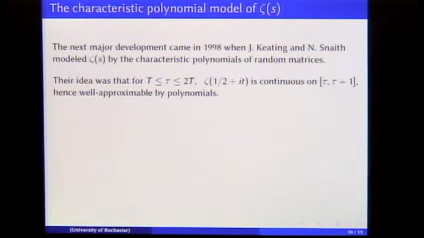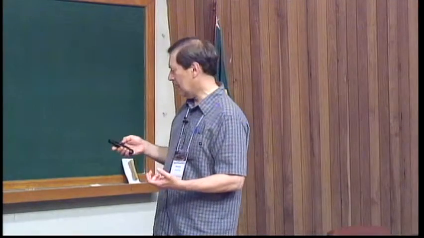So here's my idea. John can correct me if I'm wrong, but I think the basic idea was, pick an interval between T and 2T. Zeta is continuous, it's analytic, and all that. So it's well approximable by polynomials. Well, how about if you use polynomials that have zeros that are like the zeros of the zeta function? Okay, what does "like" mean?